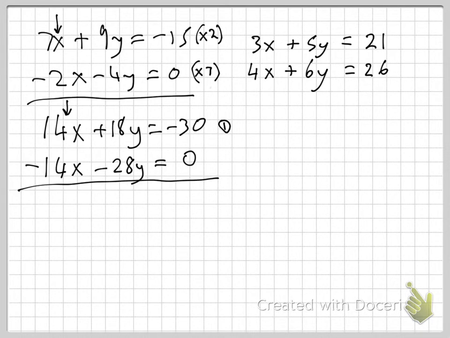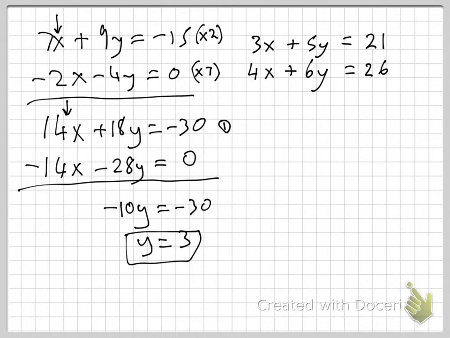What's 18y take away 28y? That's negative 10y. What's negative 30 and 0? That's negative 30. So it looks like y equals positive 3 if you divide both sides by negative 10. Normally a good clue, if you've got a nice whole number, you've probably done it correctly.